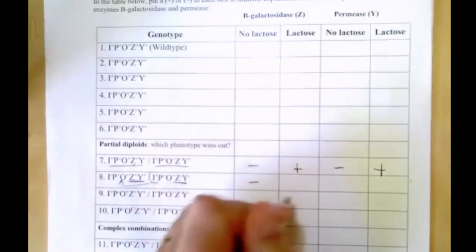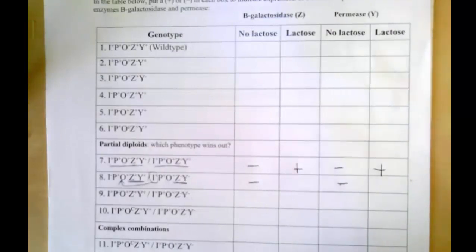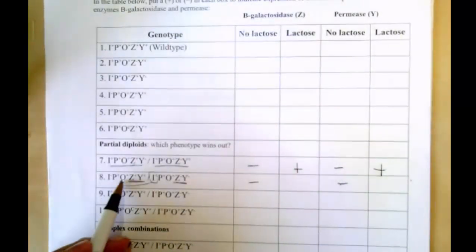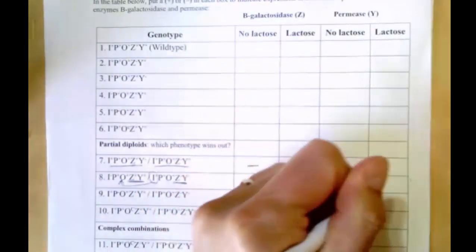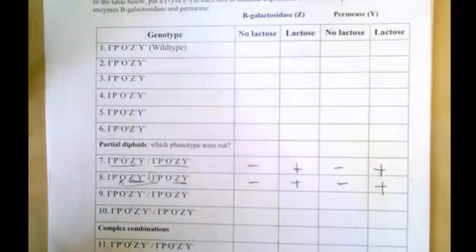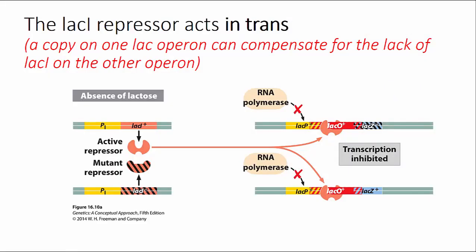And so when you don't have lactose, you just get the normal situation, which is the operon is turned off. And when you do have lactose, then lactose binds to that repressor, it changes conformation, and it falls off, and then you can transcribe and get both of those proteins being produced. So here we have two copies of the LAC operon, and you have a mutation in one of those LAC-I genes. The other one is functioning.